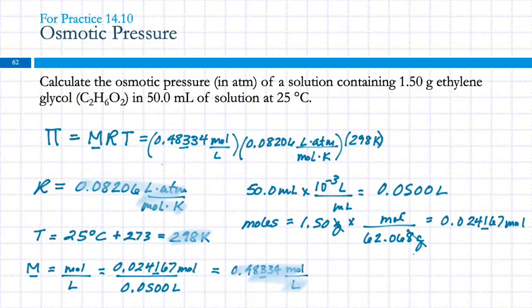So let's look at the units here. I've got moles canceling moles, and liters cancel liters, and Kelvin cancels Kelvin, leaving me with atmospheres. So 0.48334 times 0.08206 times 298 is 11.819, or 11.8 atmospheres.